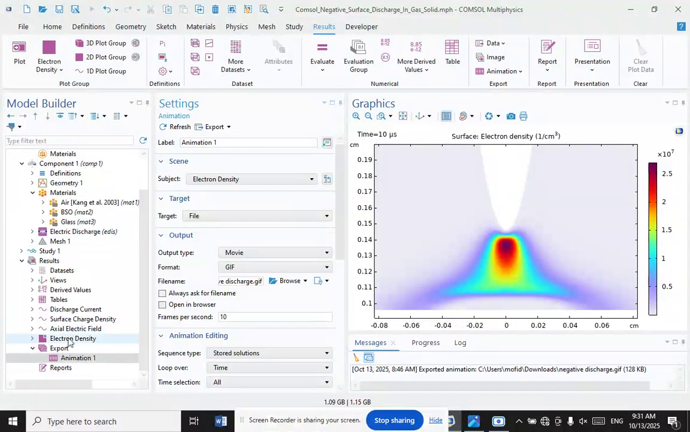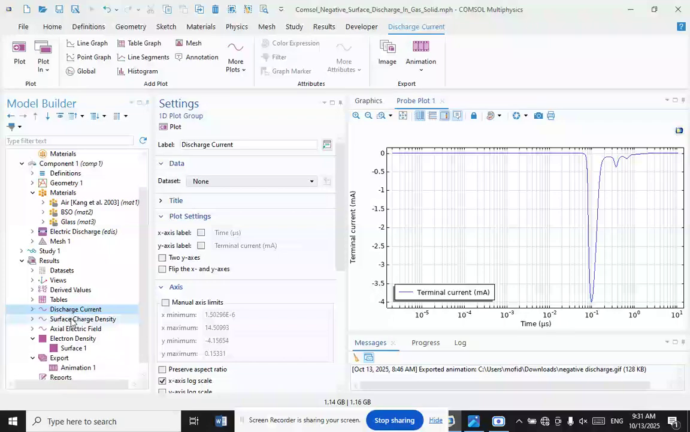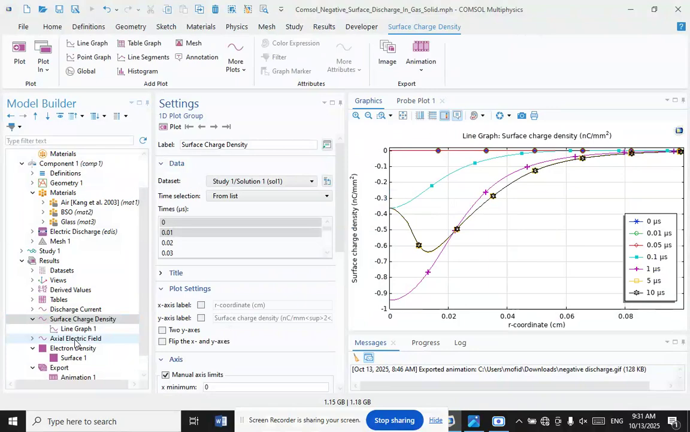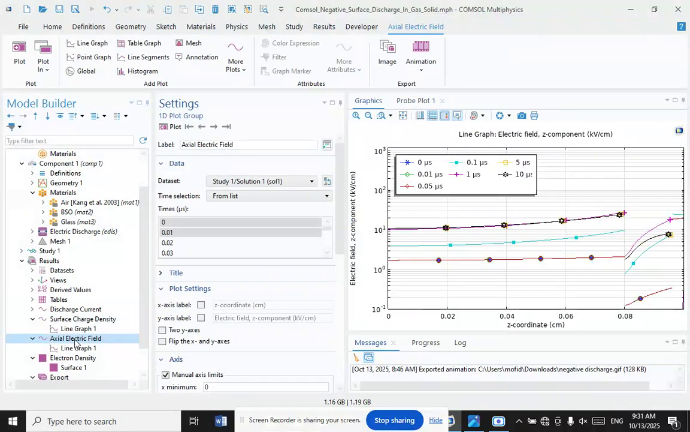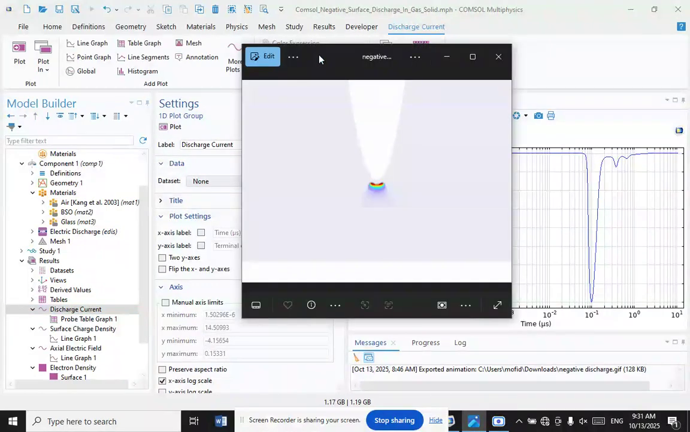And here you can see electron density, discharge current, and surface charge density, and also axial electric field. And as you can see, this discharge is such as what I have shown in this animation.